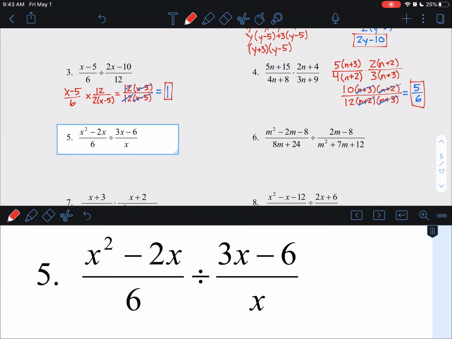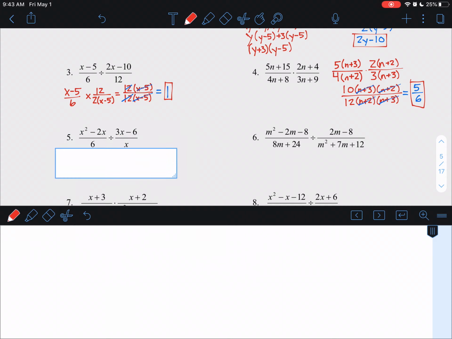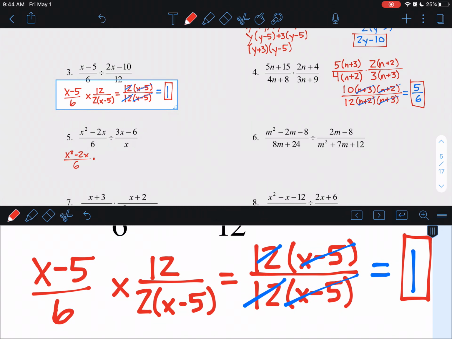This one is division, so first thing I'm going to do is keep, change, flip. So I got x squared minus 2x over 6. Keep the first fraction. Change the operation. You know what, I'll put that as like a dot instead of an x for times because that x might be confusing. I'll go back up and change it here too.